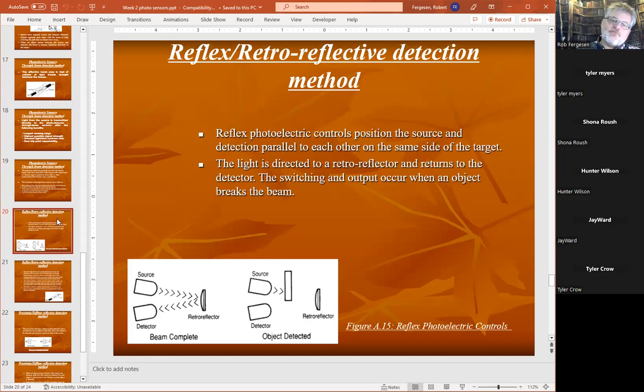So let's talk about reflex retro reflective detection. Basically, retro reflection means I have a sensor, and I bounce off some sort of mirror. In this case, we talk about a reflector. That bouncing off, if I put something in between, tells me something's in the way. This is traditionally how garage door systems work. They have a reflector on one side and then the garage door source and detector on the other side.